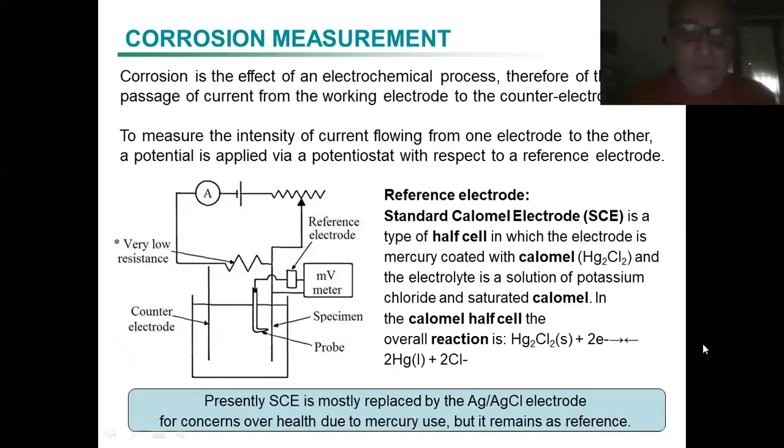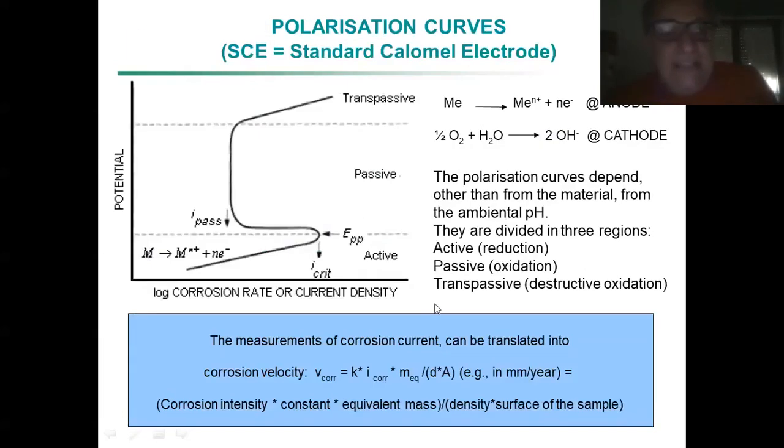What we end up with is a polarization curve. So we apply a potential, y-axis, and we get a current density, which we can transform into a corrosion rate in practice, or a corrosion velocity, if you wish. A corrosion velocity is given by the intensity of current, considering the equivalent mass of the metal, etc., and the constant.